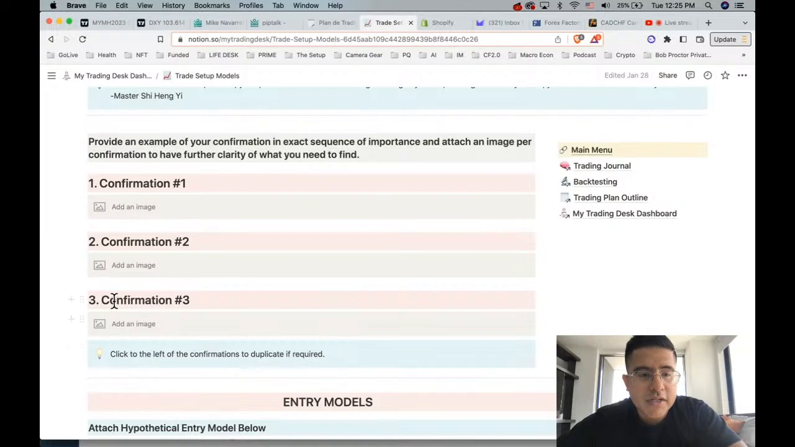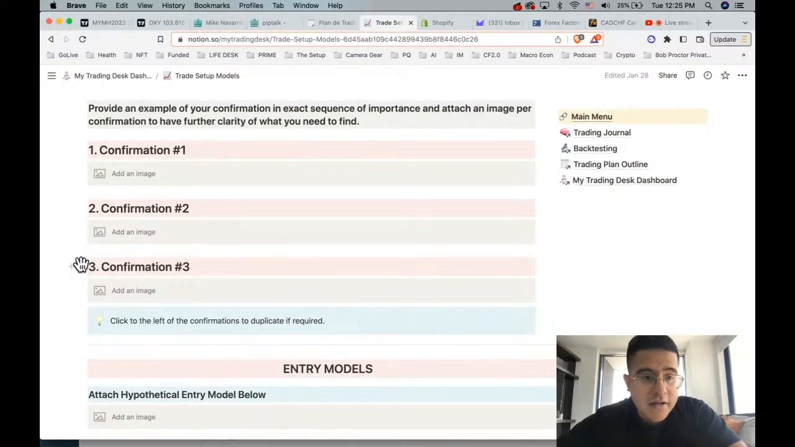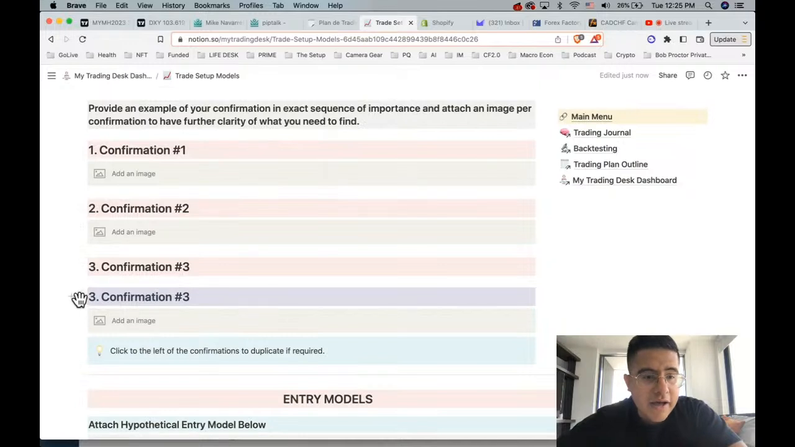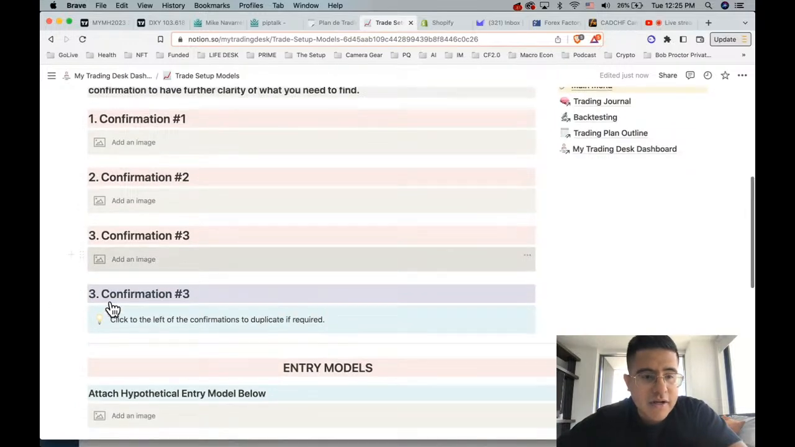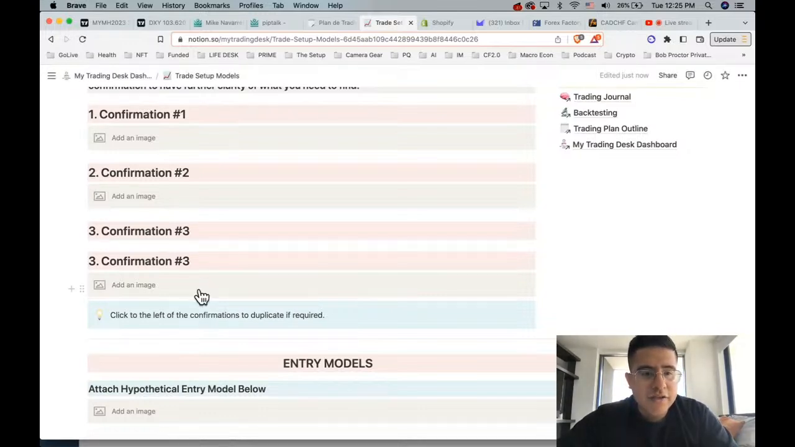So what you want to do is you want to be able to duplicate. So obviously you have more than 3 confirmations, more than likely. Okay, cool. You can click this button here. You can duplicate that, and now you have another confirmation. And you can rewrite this, you make it 4, confirmation number 4, and so on and so forth.